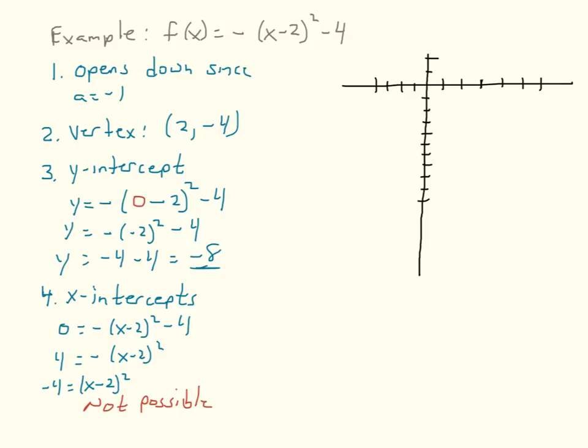Now let's go and graph this. The first thing I want to do is plot the point (2, -4), because that's where I have my vertex. So I go to 2 and -4, and I'm going to put my dot. That's where the vertex is going to be located. The other thing I know is that it's going to cross the y-axis at -8. So I go down 1, 2, 3, 4, 5, 6, 7, 8, and we know it's going to cross right here at -8.